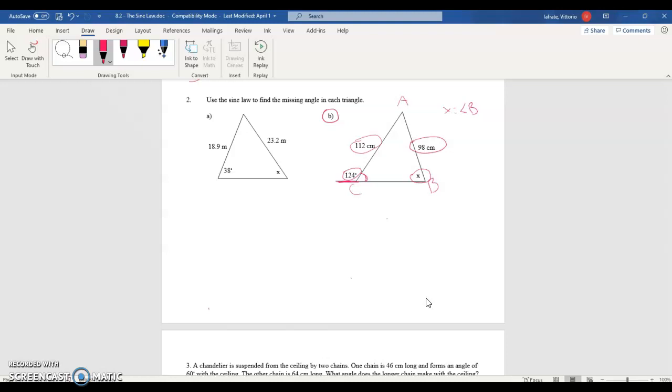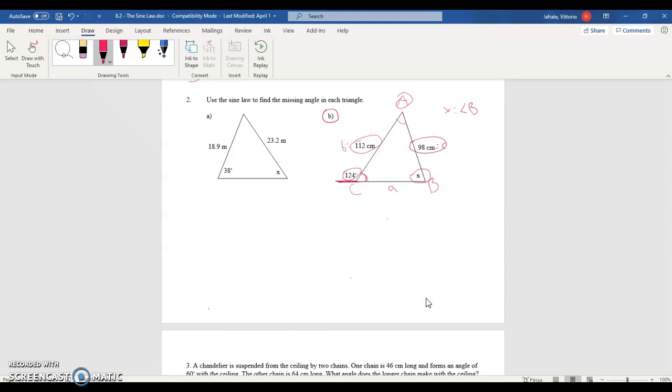So let's go about and just name our sides again. This is vertex A with angle A. This would be side A. This is vertex B with angle B. This would be side little b over here. This is vertex C with angle C. This would be side little c over here. And so we need to find that angle there.